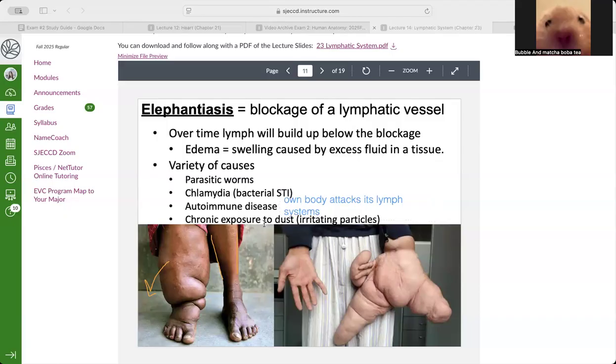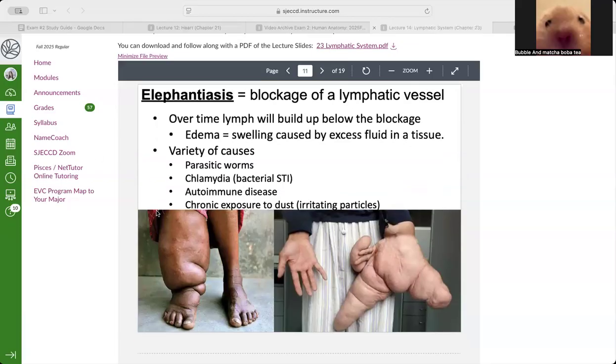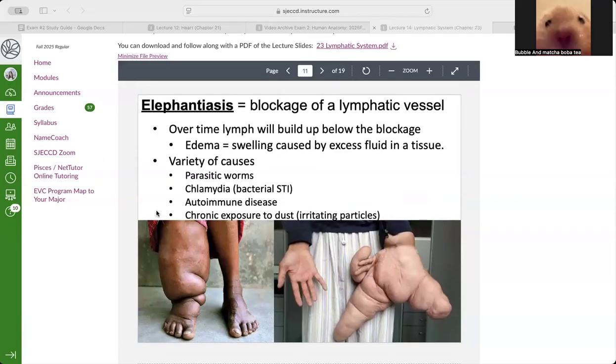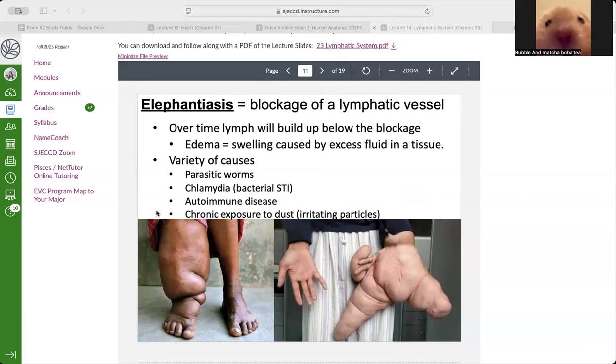Also chronic exposure to dust and irritating particles. And for the treatment, if you have chlamydia, sometimes they do give you antibiotics and this can help cure it. So it's better to have preventative checkups and to get tested.